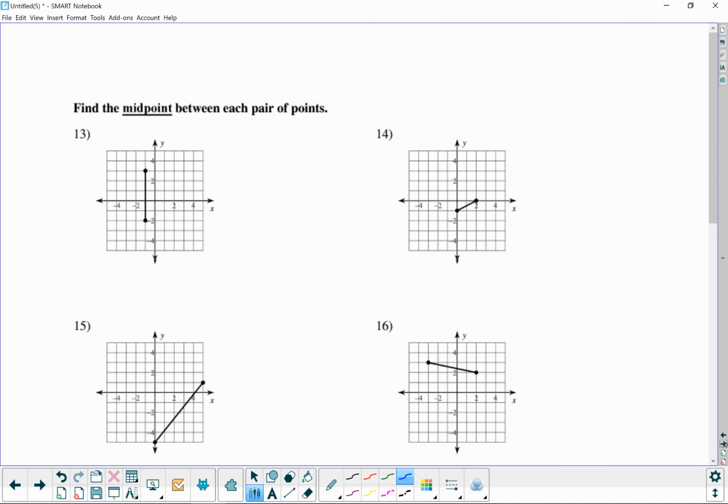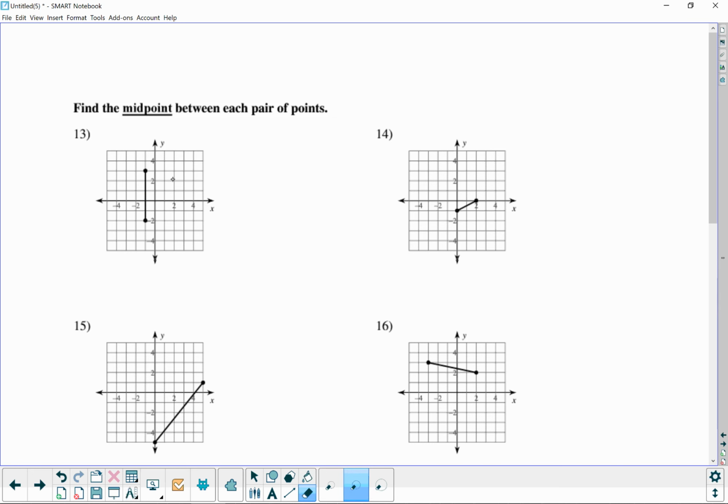Okay, now on the back side, we have the midpoint. We want to find the midpoint of the line. Now again, if it's vertical, you can find out where the middle is pretty easily. It'd be about right there, right? So you've got to figure out the point, whatever that point is. But I'll actually show you a harder one.